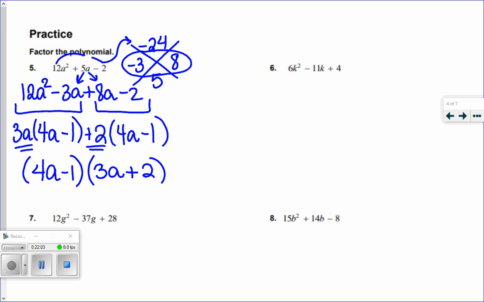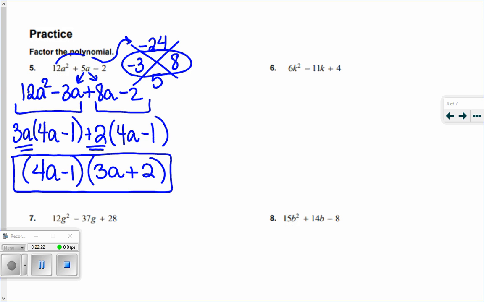And that right there is the correct binomial factors, the factored version. It's fully factored, and if we were to FOIL it back, we would get back to the original. Okay? That's how you factor trinomials that have a leading coefficient.